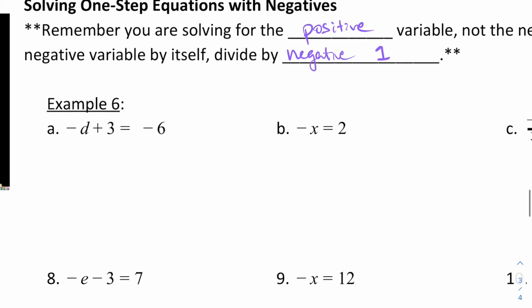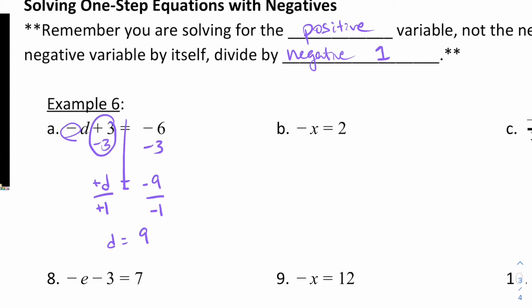I have -d plus 3 equals -6. Solve it the same way. Subtract 3 from both sides. So I have -d, right, because I have the negative sign in front, is equal to -9. But I want a positive. Remember what we just wrote. If I have a negative, I divide by -1, divide by -1. Why do I do that? Well, then this becomes a positive. D equals +9.